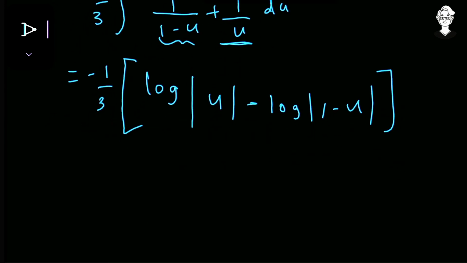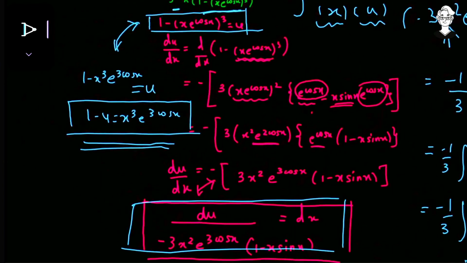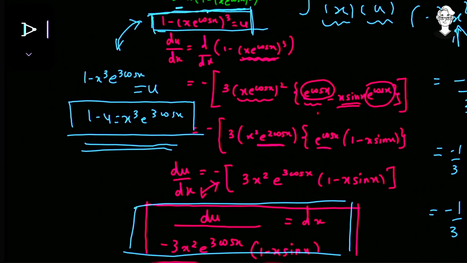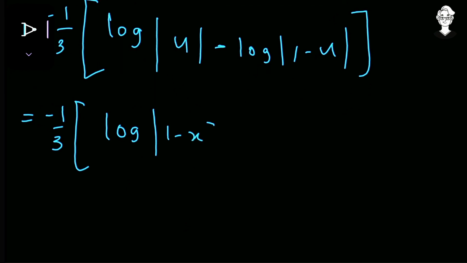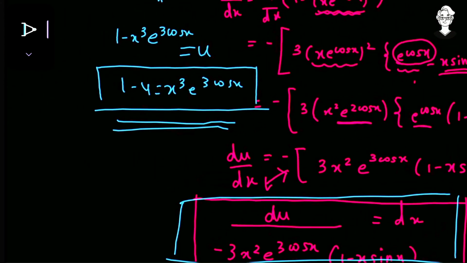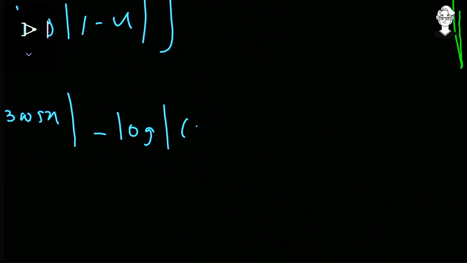Yes, now I have to just put the value of u inside, so negative 1 by 3 log of, instead of u I have to put the value of x, because the answer we need is in x. So u was considered to be 1 minus x e cos x the whole cube, so I have to put that over here, 1 minus x cube e to the power 3 cos x, minus log of, and the value of 1 minus u was what? Yes, 1 minus u was x cube e to the power 3 cos x, that is nothing but x e cos x the whole cube.